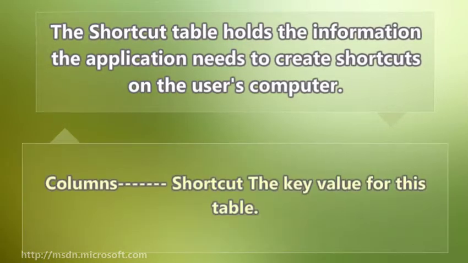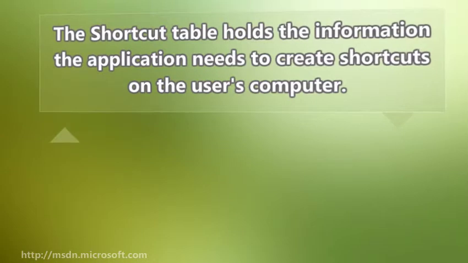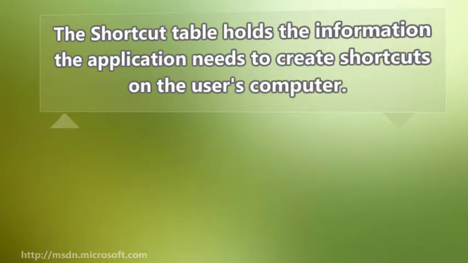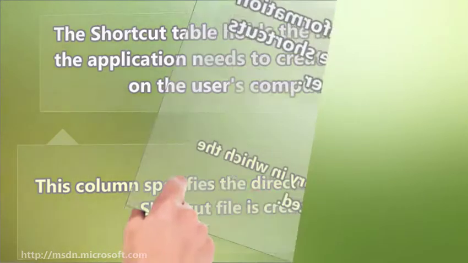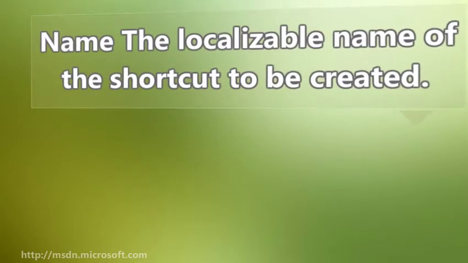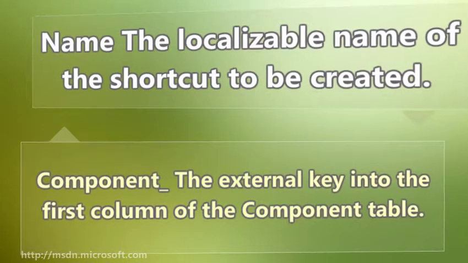Shortcut: the key value for this table. Directory: the external key into the first column of the Directory table. This column specifies the directory in which the shortcut file is created. Name: the localizable name of the shortcut to be created. Component: the external key into the first column of the Component table.